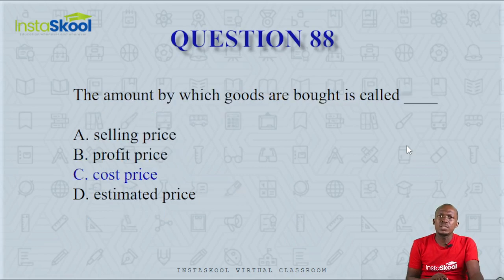Question number 88. The amount by which goods are bought is called dash. The amount that you bought a good. Is it selling price, profit price, cost price, or estimated price? The amount you are selling it is the selling price. The amount you bought it is the cost price. So the correct answer is option C, cost price.